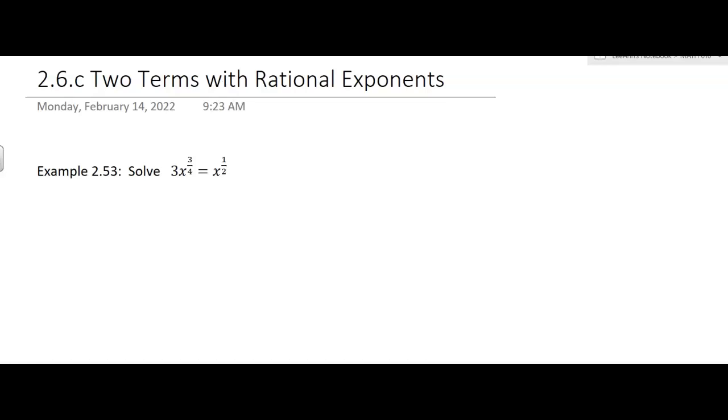So we're trying to solve this equation. That's what we're working on in this section. But this time we have two terms with rational exponents. You can see there's one on the left and there's one on the right. Now what I'm going to do is subtract the one on the right to the other side.